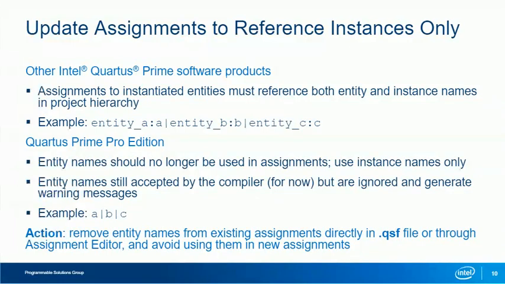In the Quartus Prime Pro Edition, entity names should no longer be used in assignments. Only the module instance name should be used. The compiler still accepts assignments that reference the entities, but they are ignored and generate warning messages when read in by the tool. As you can see in the example, referencing just the instances also makes assignments easier to read and understand what part of the design is the target of the assignment. So, the action for this change in behavior is to go through your assignments and simply remove the entity names. You can do this directly in the project's QSF file or using the assignment editor. For new assignments, make sure to just use the instance names.